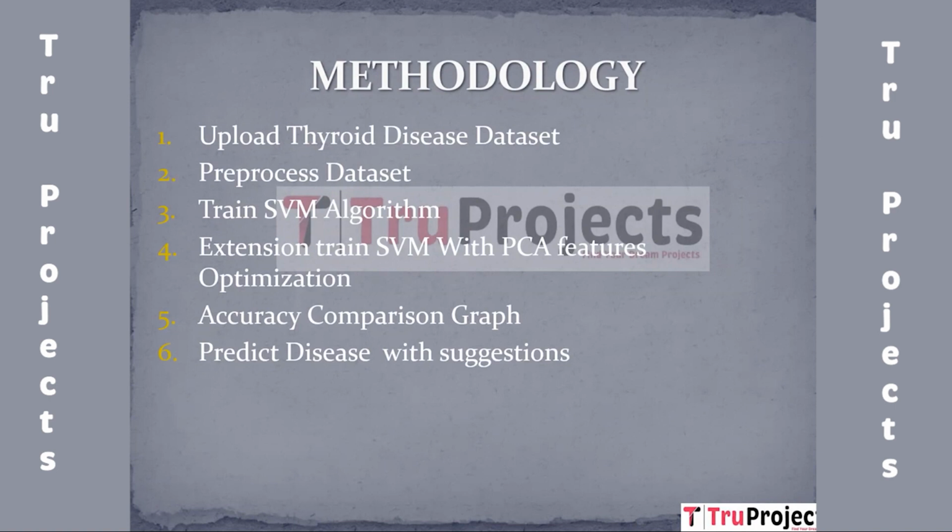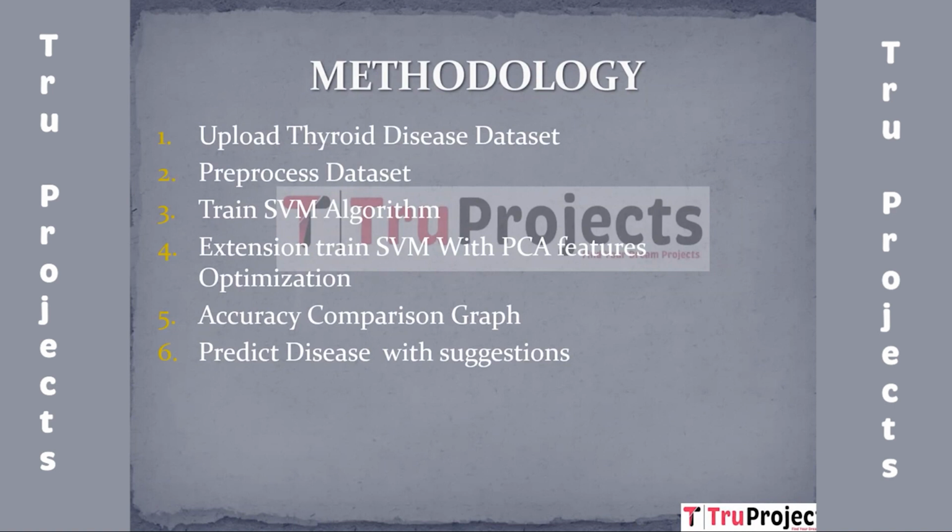The next one is the extension: train SVM with PCA feature optimization. SVM with principal component analysis is employed to improve the prediction performance by reducing the dimensionality of the feature space. PCA helps in capturing the most relevant information from the high dimensional data, making the SVM model more efficient, robust, and less prone to overfitting, leading to better predictions in the medical diagnosis task. In this module, we will be applying the SVM with PCA algorithm on the training data to generate a model, and then this model will be applied on the test data to calculate the prediction accuracy.